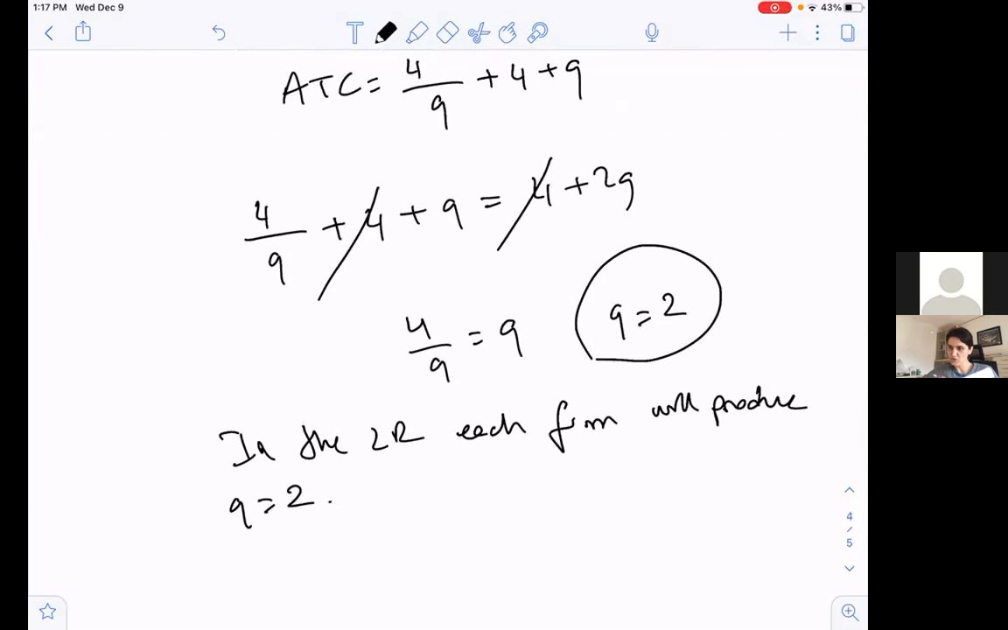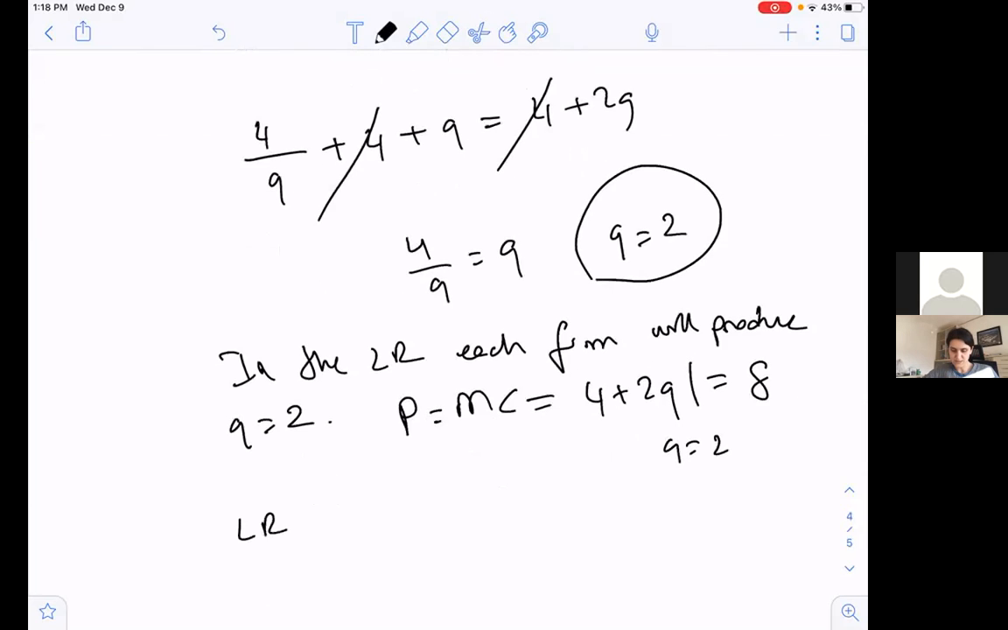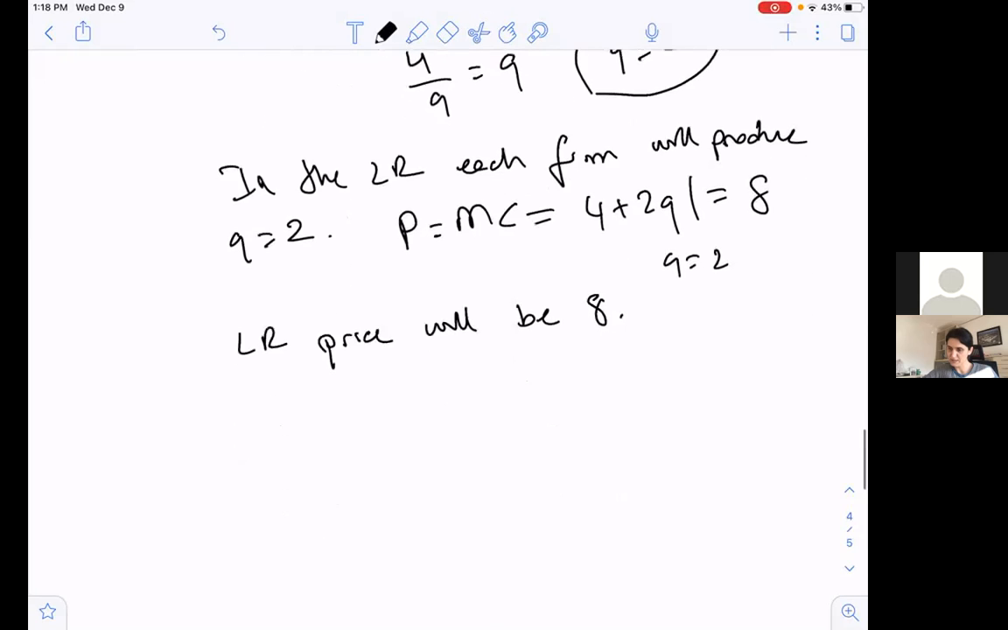If you put Q equals 2 into the marginal cost, where price equals marginal cost, which is 4 plus 2Q, where Q equals 2, that is 8. Long run price will be 8. And long run market quantity will be what? We know the market demand curve. If you put this P into the market demand curve, you're going to find market quantity.